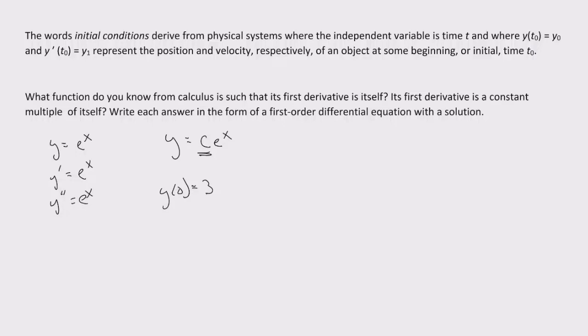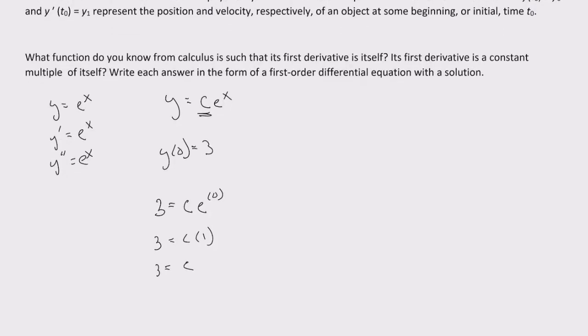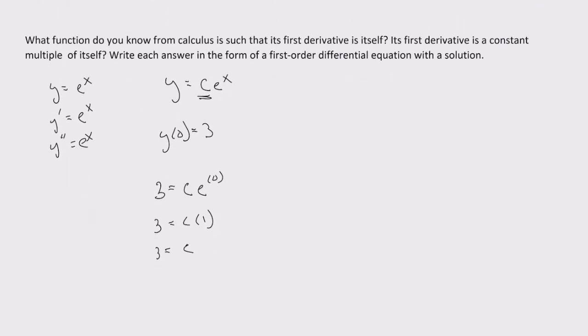Could we then at that point write a specific equation, a specific solution with that initial condition? And the answer is yeah, we can. We just evaluate y and x and then solve for c. So 3 equals c e to the 0, and e to the 0 is 1. So in this case, C is 3. So given the initial condition of y of 0 equals 3, my equation then would be 3e to the x.